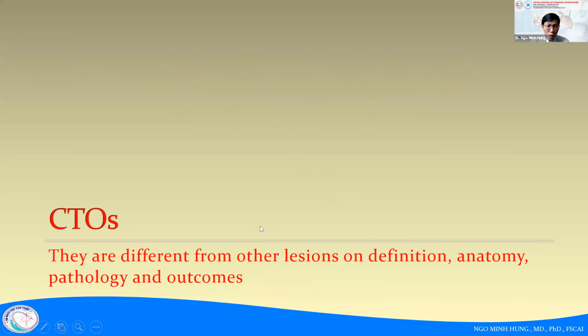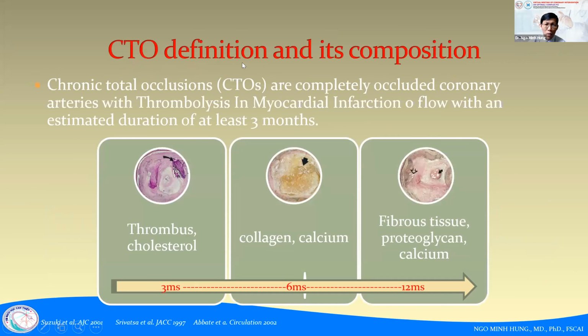As we know, the CTO is quite different from other lesions in definition, anatomy, pathology, and of course outcome. So why is that? The CTO definition and composition are quite different from the normal or complex lesion. At first, thrombus forms inside, and then a couple of months later it becomes rich with collagen and calcium, and a lot of fibrous tissue and proteoglycan. So at first it is very easy to do the intervention, but after more than 3 months it is not easy to open it up.